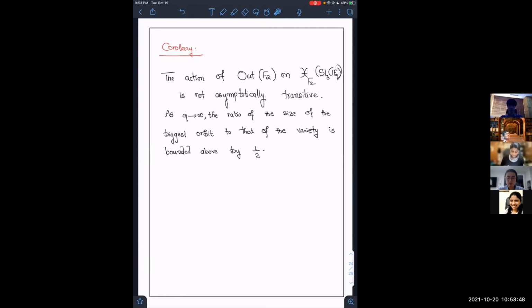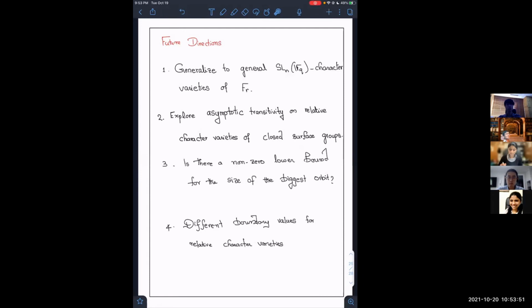And so that is what I have so far. We believe it is true in general for SL_n(F_q) as well, even though SL_n has a lot more strata. When we go to SL_n character varieties, for each partition of n we get a specific different stratum, and all of them are subgroups. So we have to use some other techniques to conclude that it is not asymptotically transitive. That is one area that I'm working on right now, and then exploring asymptotic transitivity on relative character varieties of closed surface groups.